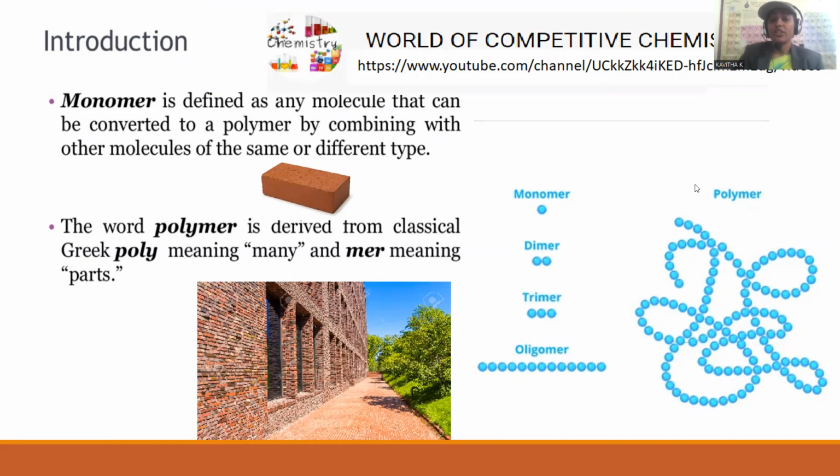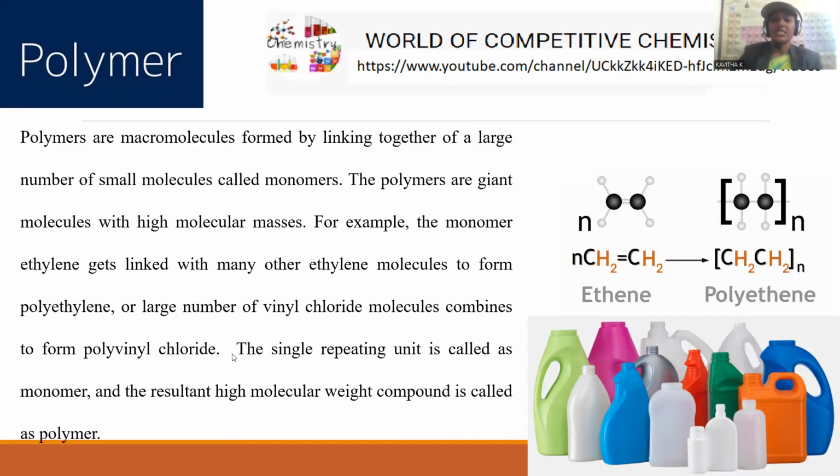If this 10 molecular mass is combined in such a manner, these many monomers got combined, what happens? It obviously will retain the higher molecular weight. That's the reason why a polymer will retain the higher molecular mass. For example, the monomer of ethylene is the simplest one in polymer chemistry.